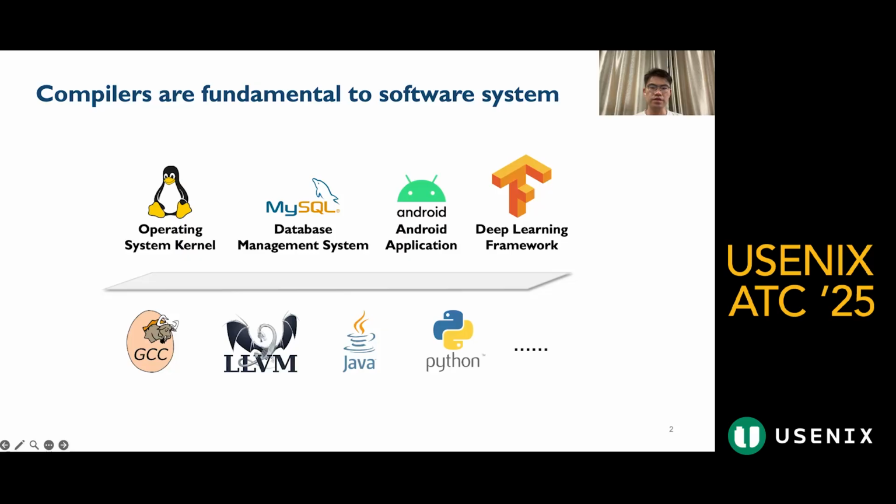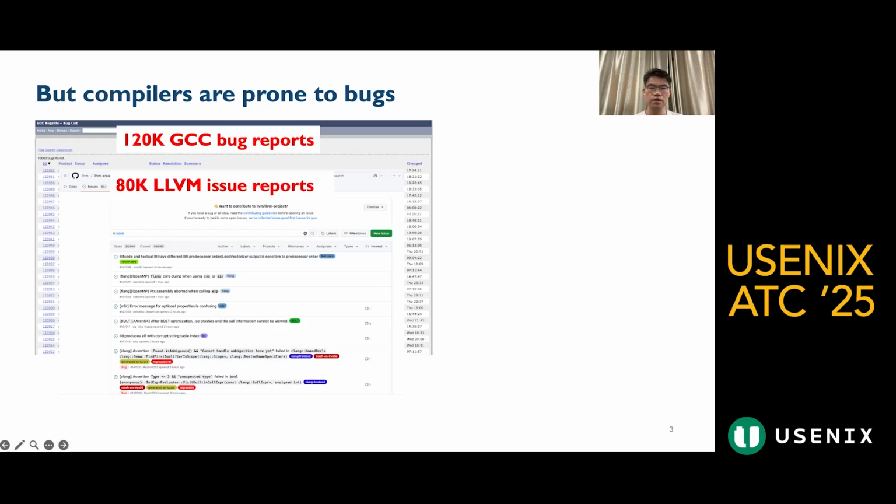Compilers play a fundamental role in building system software, whether it is an operating system kernel, database system, Android application, or deep learning framework. Almost everything relies on compilers to transform source code into executable programs. However, compilers are prone to bugs.